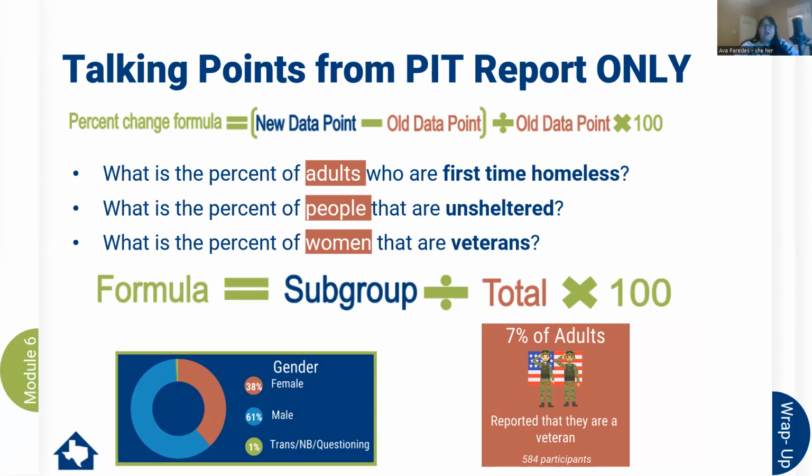The second most common talking point I am asked to go over is what the percentage is of a particular group in relation to the whole population. Examples of this are listed on this slide, including what percentage of adults are experiencing homelessness for the first time, or even going a step deeper to find out what the percentage is of a subpopulation in relation to another subpopulation. Now, while the formula on the bottom of this slide is also fairly simple, it's important to remember that you ensure that you are dividing by the correct number.